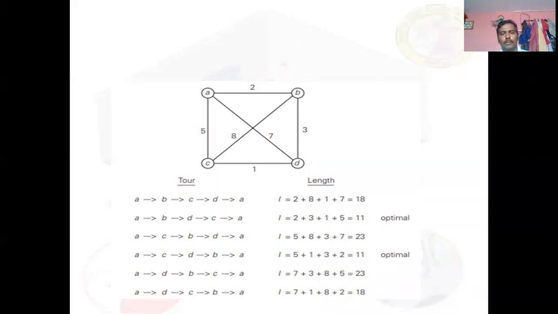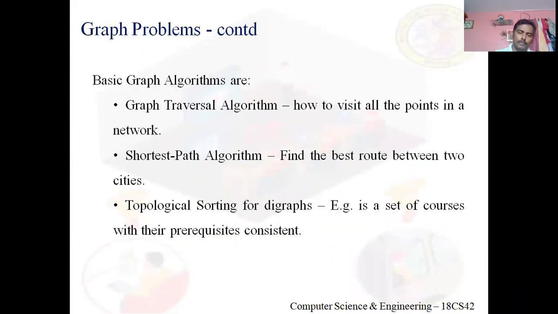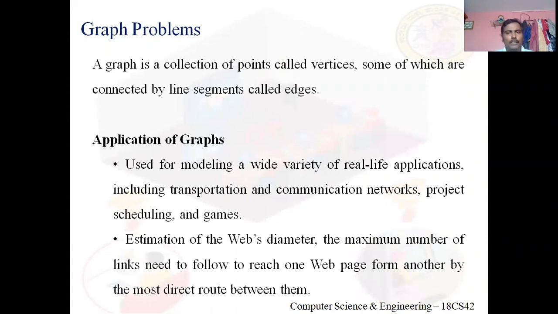Clear with this? So now we'll come to the graph once again. See here, a graph is a collection of points called vertices, some of which are connected by line segments called edges. Clear with this, right?